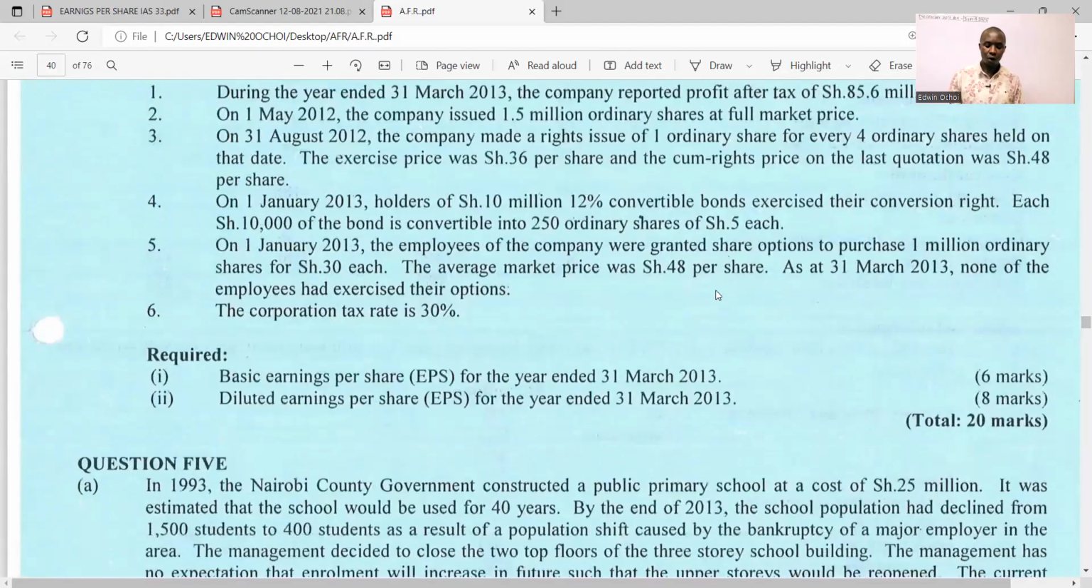Number 5, on 1st January 2013, employees of the company were granted share options to purchase 1 million ordinary shares for shillings 30 each. The average market price was shillings 48 per share. As at 31st March 2013, none of the employees had exercised their options. The corporation tax rate is 30%. Required: you are required to do the basic earnings per share, then the diluted earnings per share.